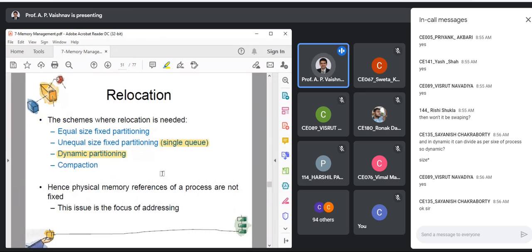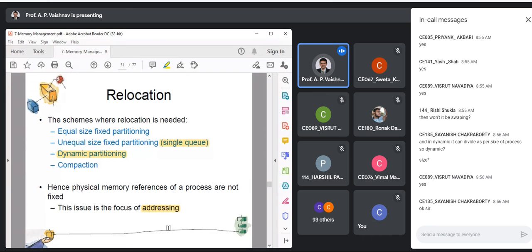So this was just a concept where we defined where relocation is required. Okay. So what is the summary of all these points? Physical memory references of a process are not fixed. That means where it will be loaded physically, that is not fixed. And this is going to be managed by the concept of addressing, right? How this mapping occurs is going to be managed by a concept that is known as addressing.